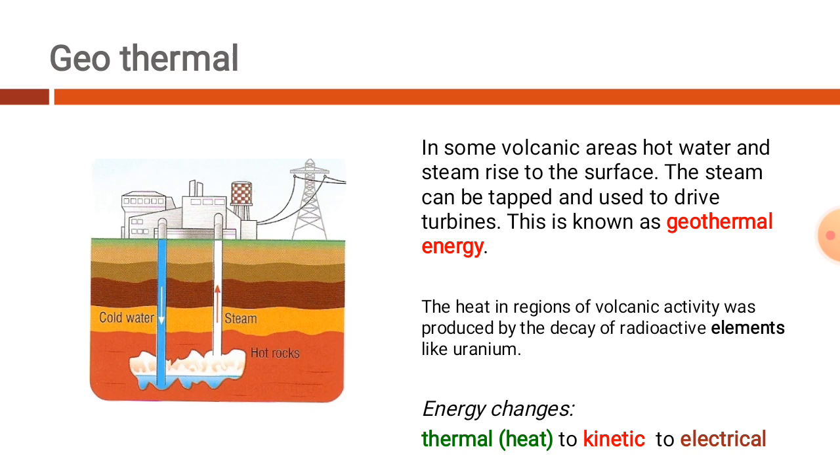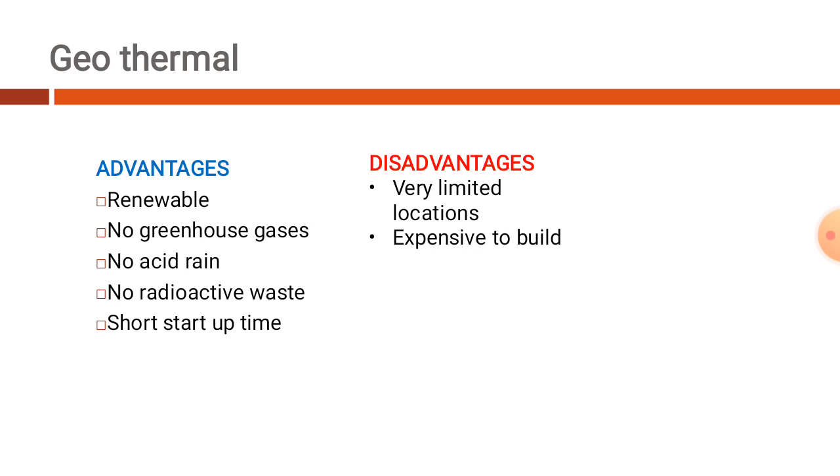The heat in regions of volcanic activity was produced by the decay of radioactive elements like uranium. There are certain radioactive elements present beneath the earth, which produce all these volcanic reactions. Okay, so what are the advantages of geothermal energy power generation? It's a renewable resource, of course, and doesn't produce greenhouse gases, nor acid rain, nor radioactive waste.